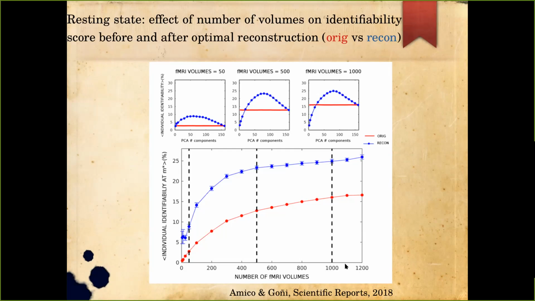And then as we move to the left, we are shortening the time series, obtaining the corresponding functional connectomes, running the differential identifiability framework, and getting the differential identifiability score when you don't use the principal component decomposition and reconstruction, in red, and when you actually use the optimal level of reconstruction.